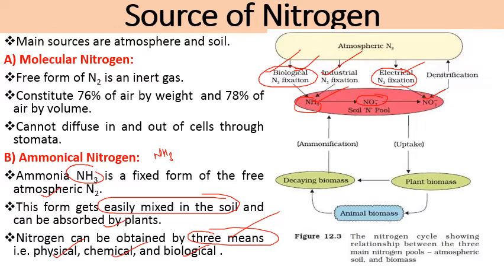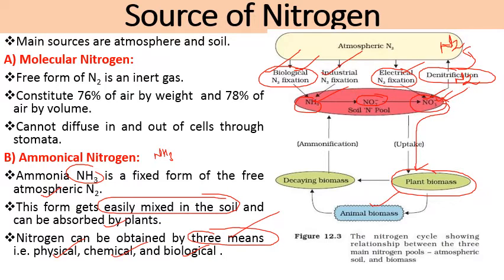help in fixing this atmospheric nitrogen into ammonia, that we will discuss in detail. Then this ammonia is converted into nitrite with the help of bacteria. Then this nitrite is again oxidized into nitrate, and this is the form which is readily available for the plants. In addition to this, nitrate can be converted back into nitrogen by the process of denitrification, due to which nitrogen goes back into the atmosphere, and this process is called denitrification. This is also carried out by some bacteria like Pseudomonas and Thiobacillus.